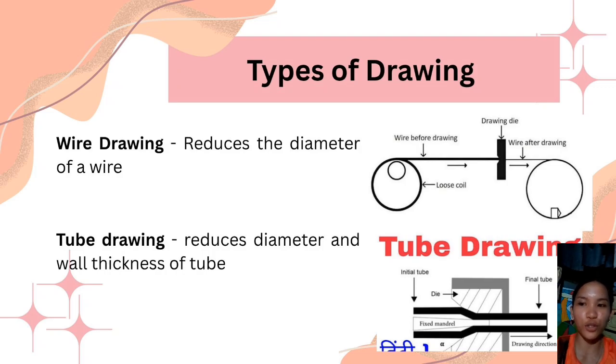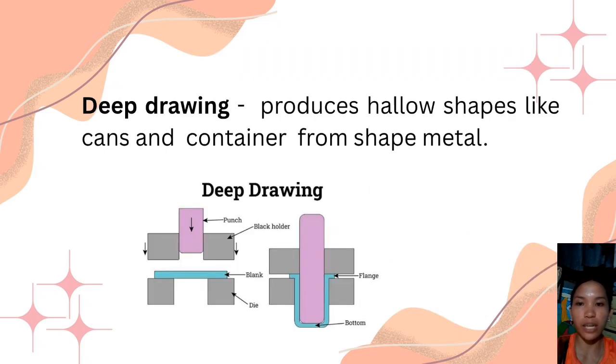The next is tube drawing. Tube drawing reduces the diameter and wall thickness of the tube. Then next is deep drawing. It produces hollow shapes like cans and containers from sheet metal.